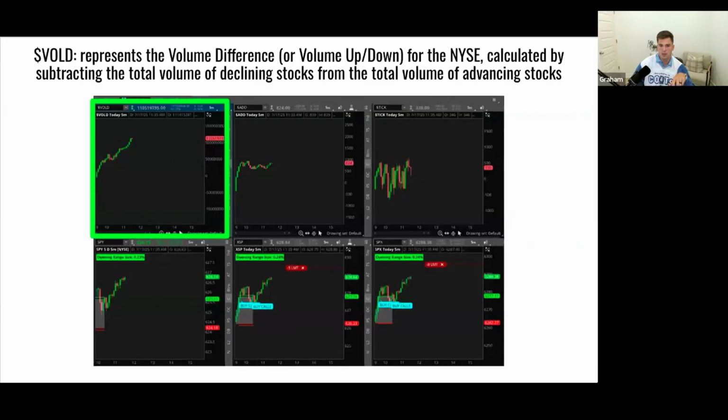So VOLD represents the total volume of advancing and declining stocks and the difference of the two. If it's flat, that means they're battling it out pretty neutral. If it's going down, that means there are more bearish transactions that day.